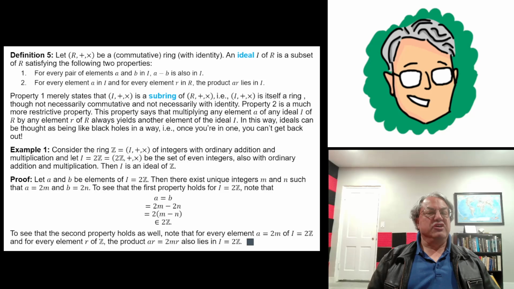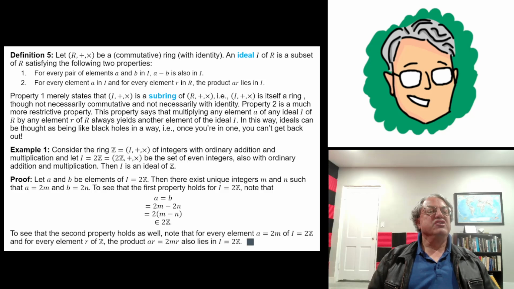So, again, we're assuming our ring is a commutative ring with identity. You can define ideals for more general rings, but those are more complicated. So let's assume R is a commutative ring with identity, and then we can define this subset of R, which we call an ideal, and we usually use the letter I to represent an ideal. So an ideal I of R is a subset of R, and it inherits the addition and multiplication from R, that satisfies two properties.